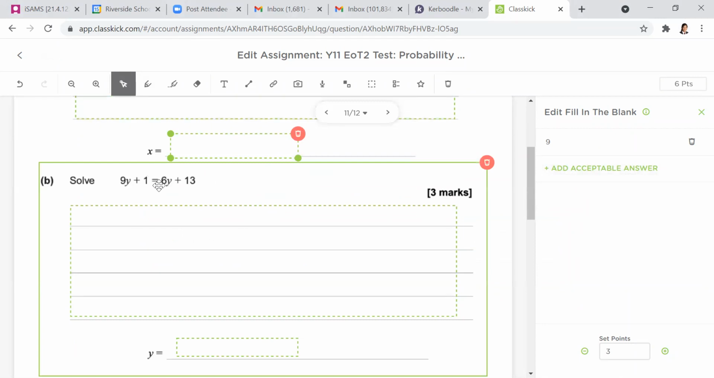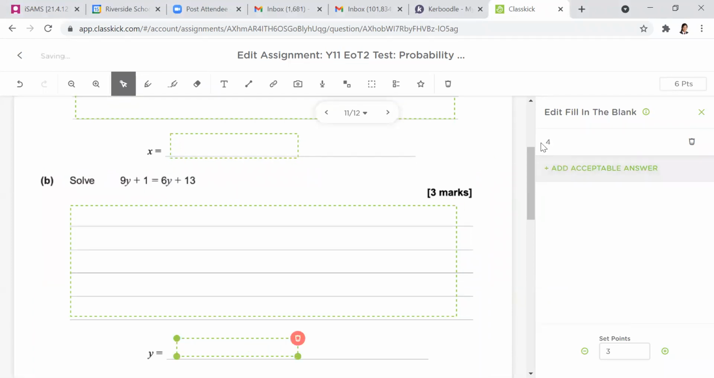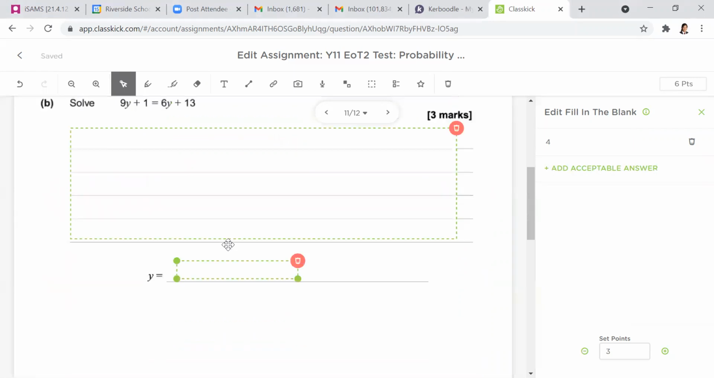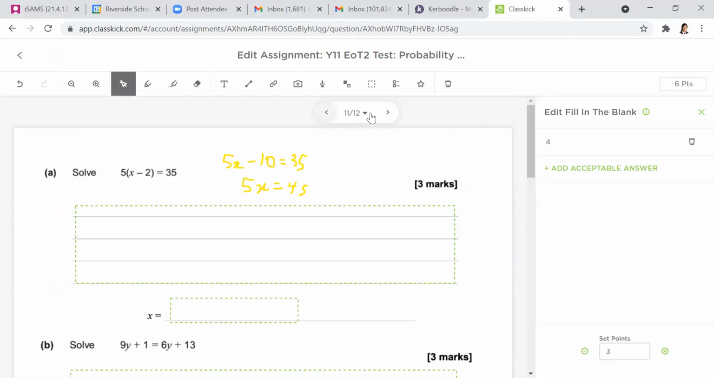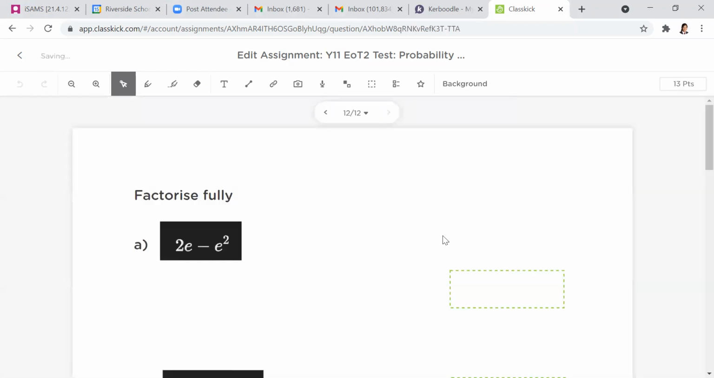Now I have variables on both sides. I'm going to subtract 6y from both sides. So 3y equals 12, y equals 4. Right, y equals 4 here. Easy peasy lemon squeezy.